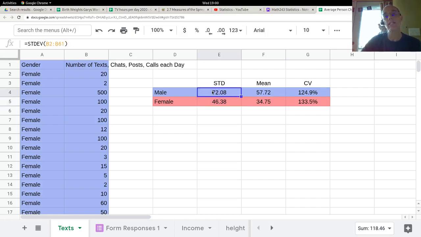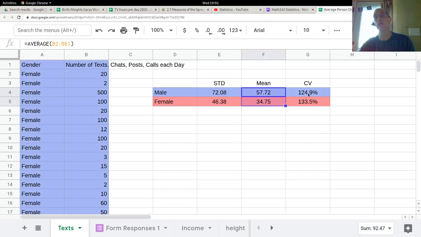However, when we look at the STD compared to the mean, the females have a larger percent spread. So 46 out of 34 is a bigger spread than 72 out of 57. Notice the 133% of the mean here and 125% of the mean there. So again, coefficient of variation is percent average spread based on the mean. So the standard deviation of 46 is 133% of this mean of 34.